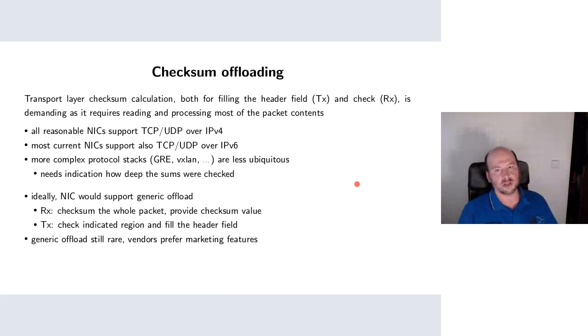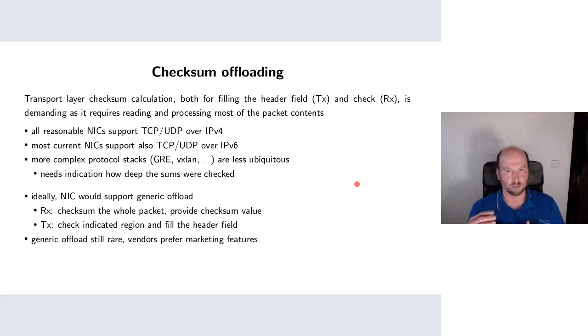Another important part of packet processing is checksum offloading. The importance of checksum offloading comes from the fact that both calculating the checksum for the purpose of filling the header field, and checking the correctness of the checksum of an incoming packet, would, if done completely in software, demand going through the whole packet. Well, here I'm talking about the transport layer checksum, which means TCP or UDP, because the IP header checksum is calculated only over a small block of data. But the TCP or UDP checksum would require processing the whole packet contents, or most of it.